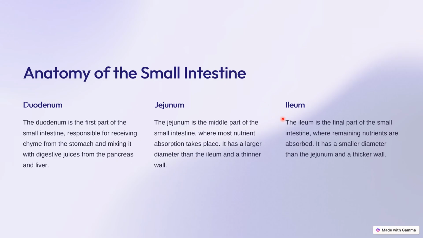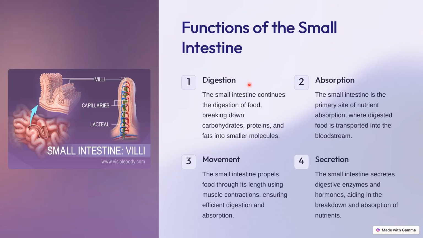Then we have the ileum. It is the final part of the small intestine where remaining nutrients are absorbed. It has a smaller diameter than the jejunum and a thicker wall. So what are the parts of the small intestine? Duodenum, jejunum, ileum. The duodenum receives chyme, then it gets passed to the jejunum where most of the nutrients are absorbed. Then from the jejunum it propels down to the ileum. Then we'll see its functions.